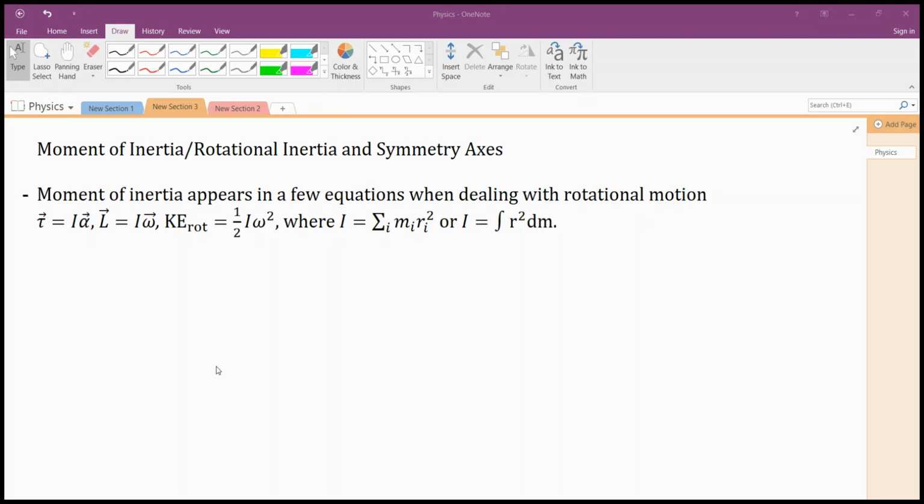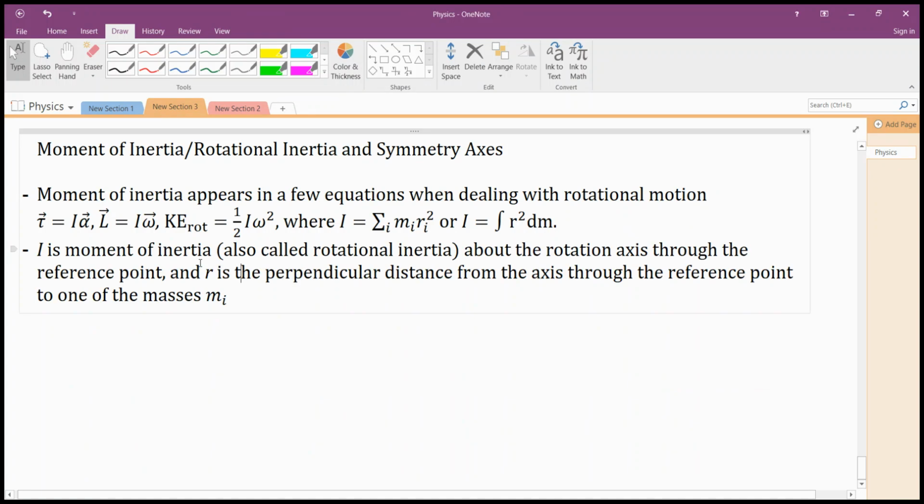The moment of inertia, also called the rotational inertia, although I will be calling it moment of inertia throughout the video, appears in a number of equations when dealing with rotational motion, especially rotational motion of rigid bodies. We also know that these equations don't hold in all cases, but they require something about symmetry axes. What is moment of inertia, and what does symmetry have to do with it? That's what this video will explore.